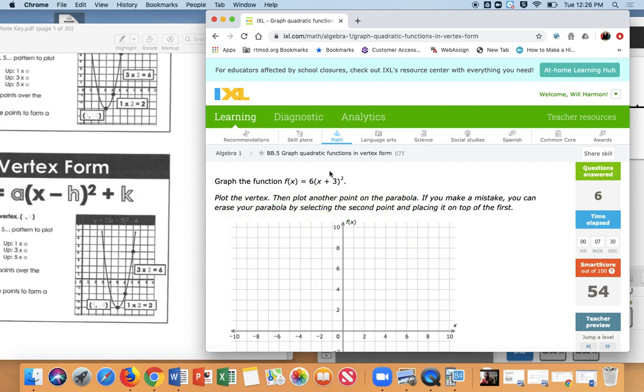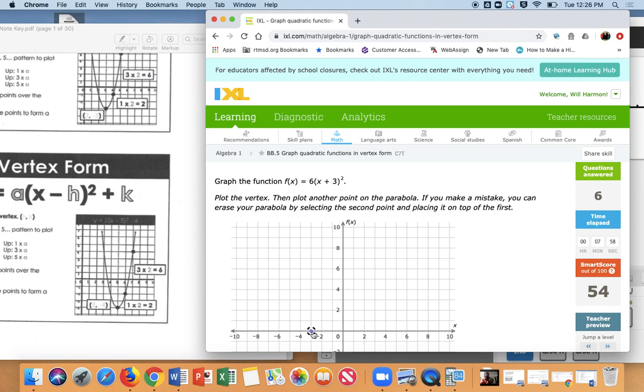Now notice here, see the value with the x in the parentheses? Now notice this one says negative. I always like to think of it as the opposite, okay? So whatever this value is, h is going to be the opposite of it. So that's going to be negative 3. Now notice there is no k here, so k is 0. So my vertex is at negative 3, 0. It's going to be opening up because that is positive.